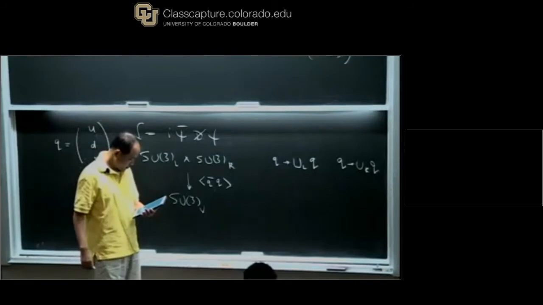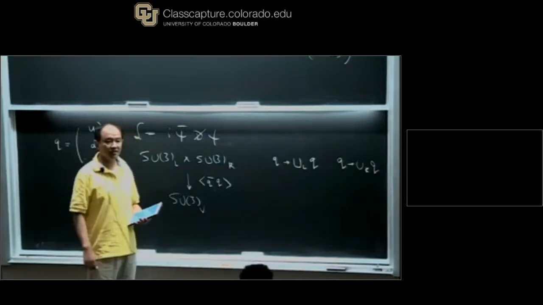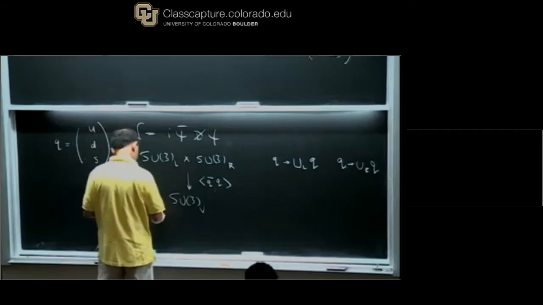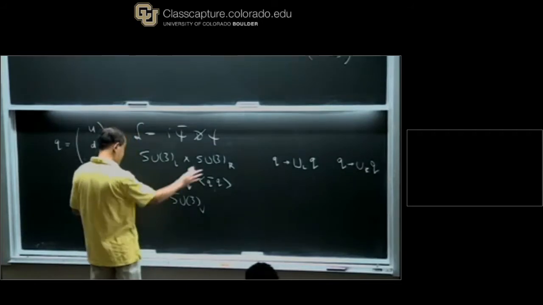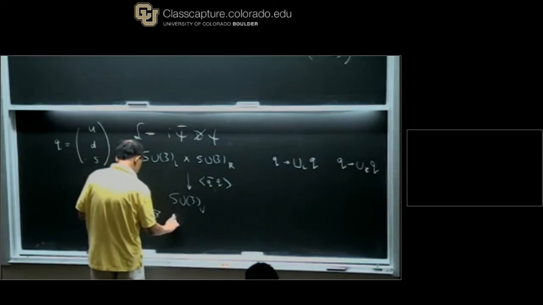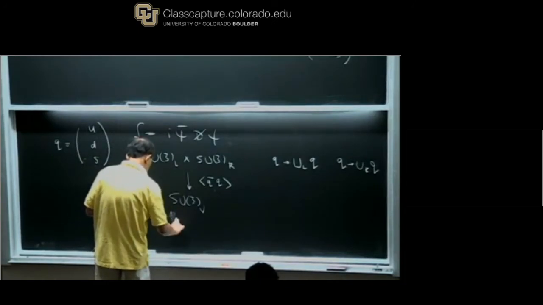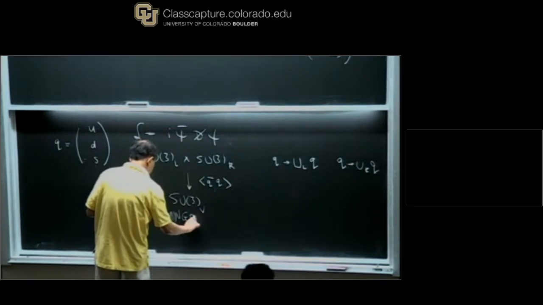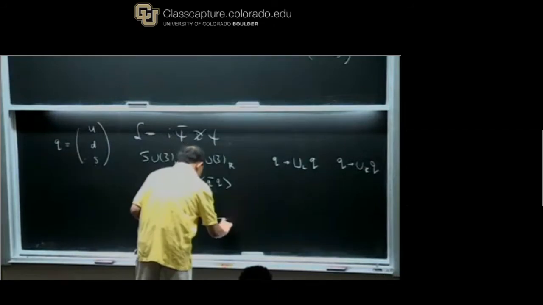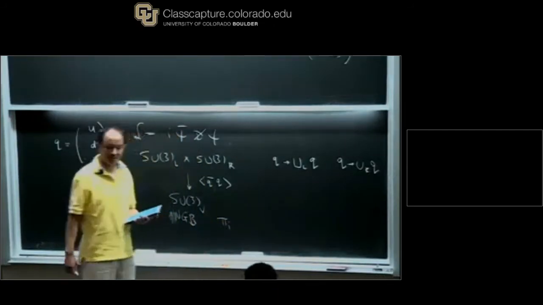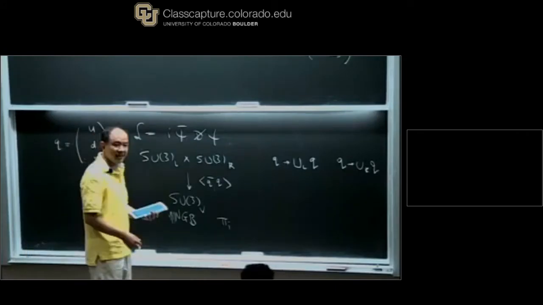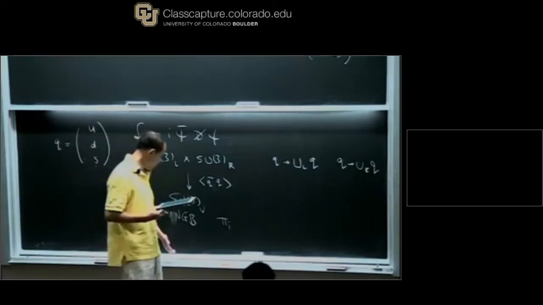Now, this is spontaneous symmetry breaking, therefore there will be Goldstones. How many Goldstones are there? 8. Because there are 8 broken generators. So 8 Nambu-Goldstone bosons. And let's just call them pi i's, okay? So in reality, they have slightly different names, okay?